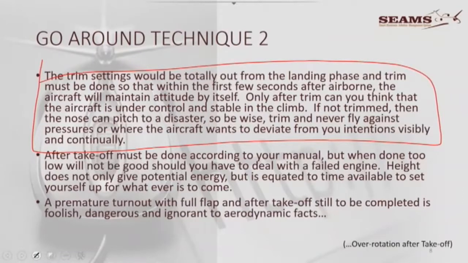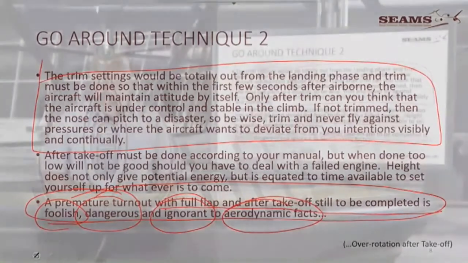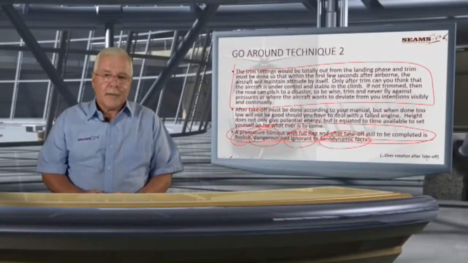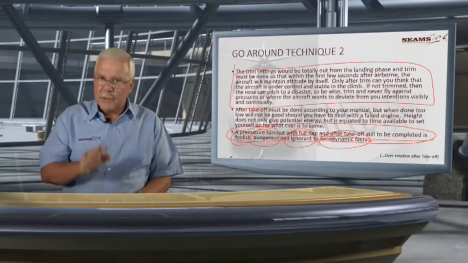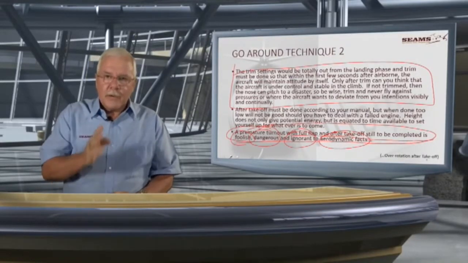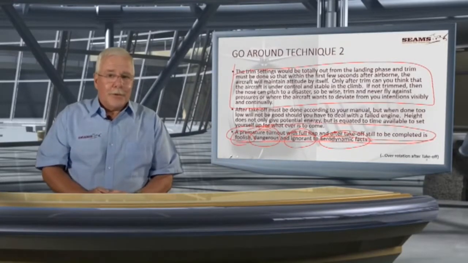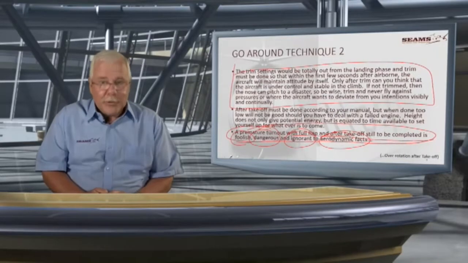Premature turnout. Ooh, a premature turnout with full flap after takeoff is foolish, it's dangerous, it's ignorant. You want to know the accidents? I can recite those accidents for you. I'm not going to mention the accidents here, but if you go around and make an early turnaround with full flap and the wrong kind of wing area, you're in trouble.